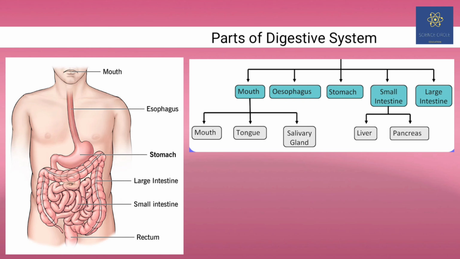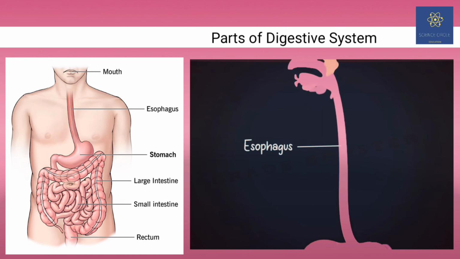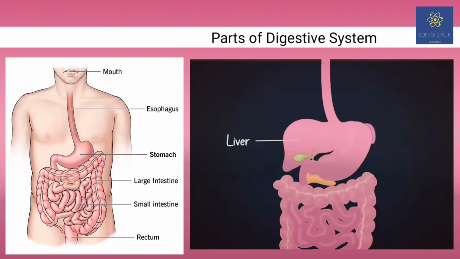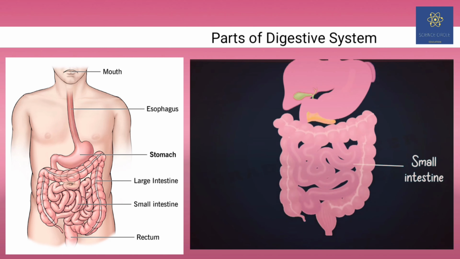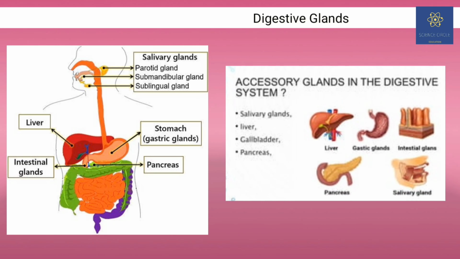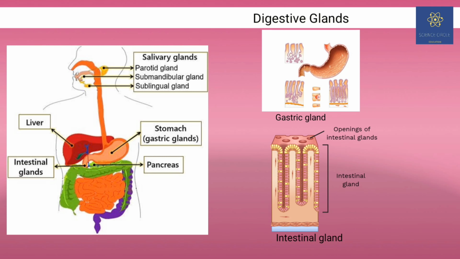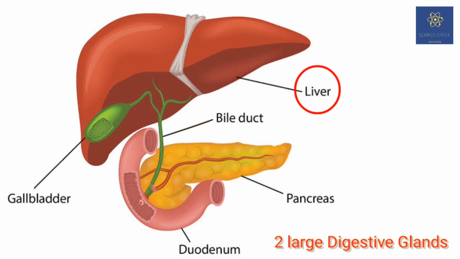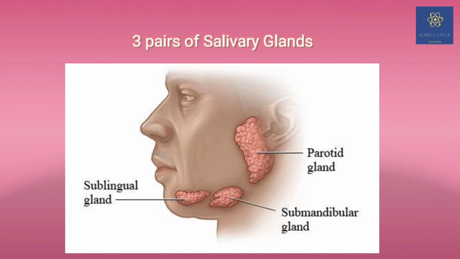So let's identify the parts in the picture: mouth, esophagus, stomach, liver, pancreas, gallbladder, small intestine, large intestine, and anus. Various digestive glands are located in the lining of the various regions of the digestive tube, for example, gastric and intestinal glands. There are two large digestive glands, the liver and the pancreas, which are associated with this canal. There are three different salivary glands which are found in the oral cavity.